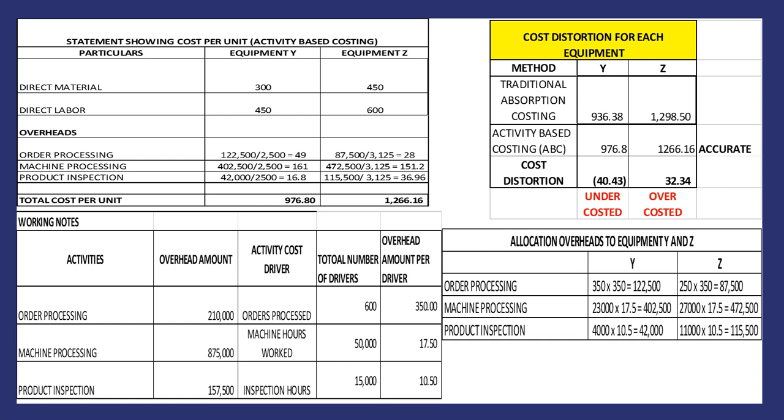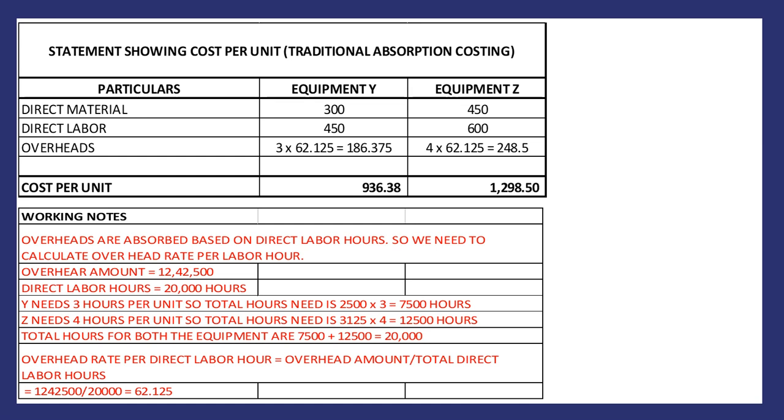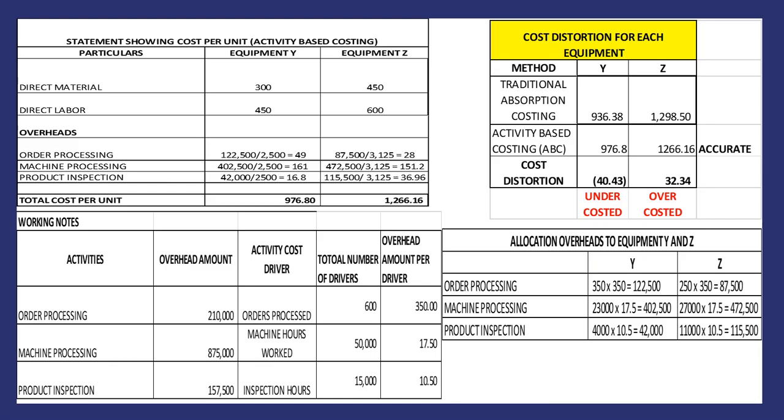So if you add the sum of the direct material, direct labor and overhead cost, it will give you the total cost per unit under activity based costing. For Y 978.6.8, and for Z 1266.16. So this statement will show you the cost per unit calculation under traditional costing, absorption costing, and this statement will show you under the activity based costing.